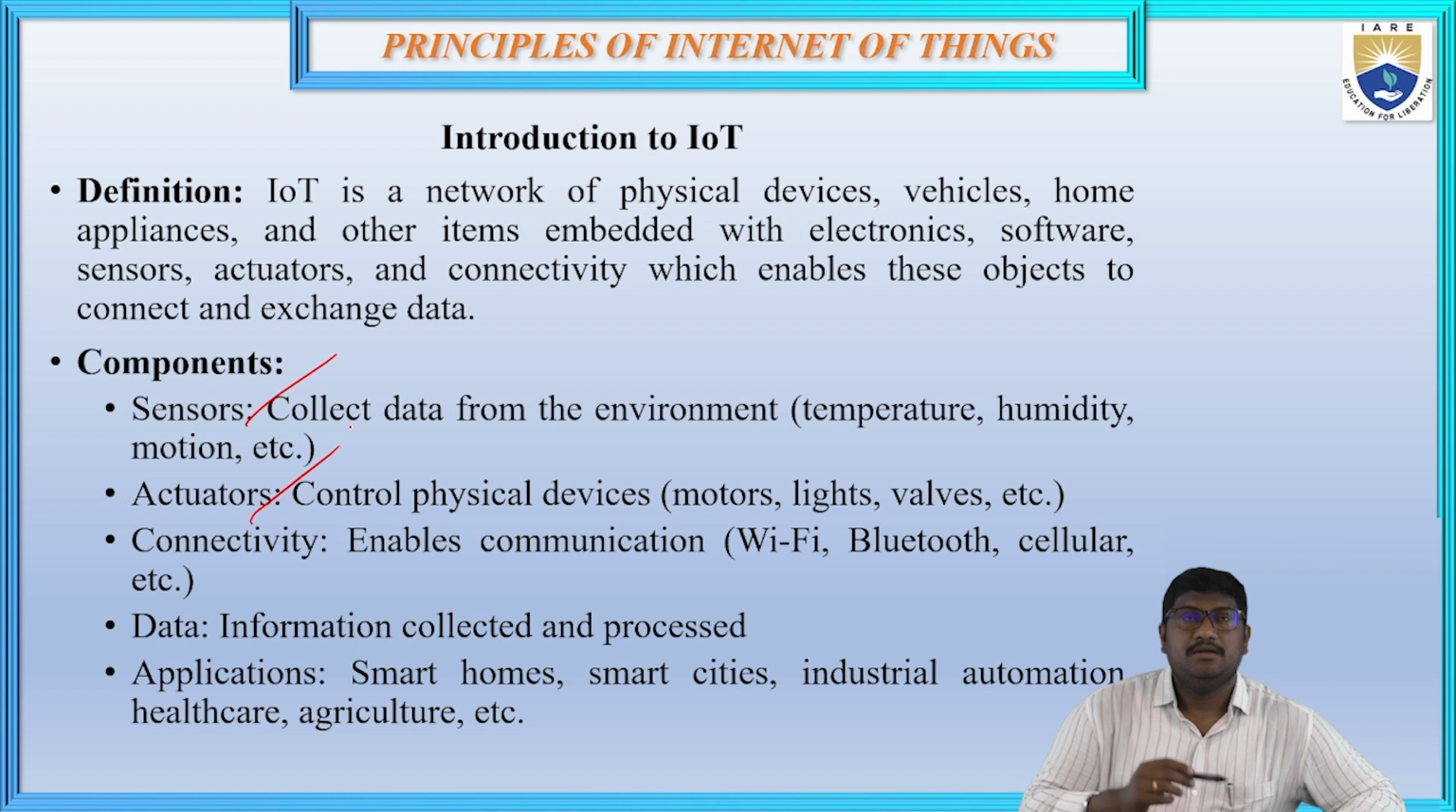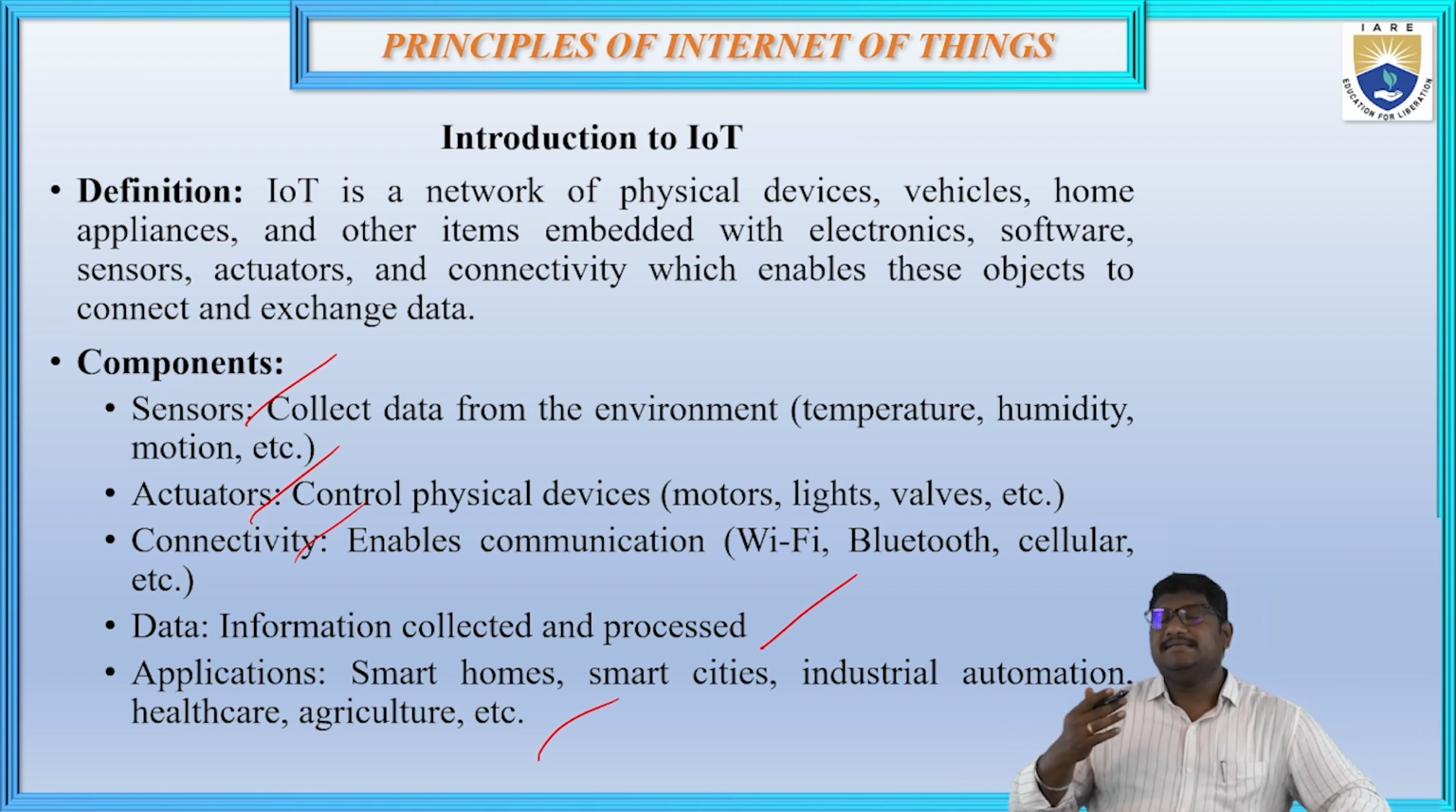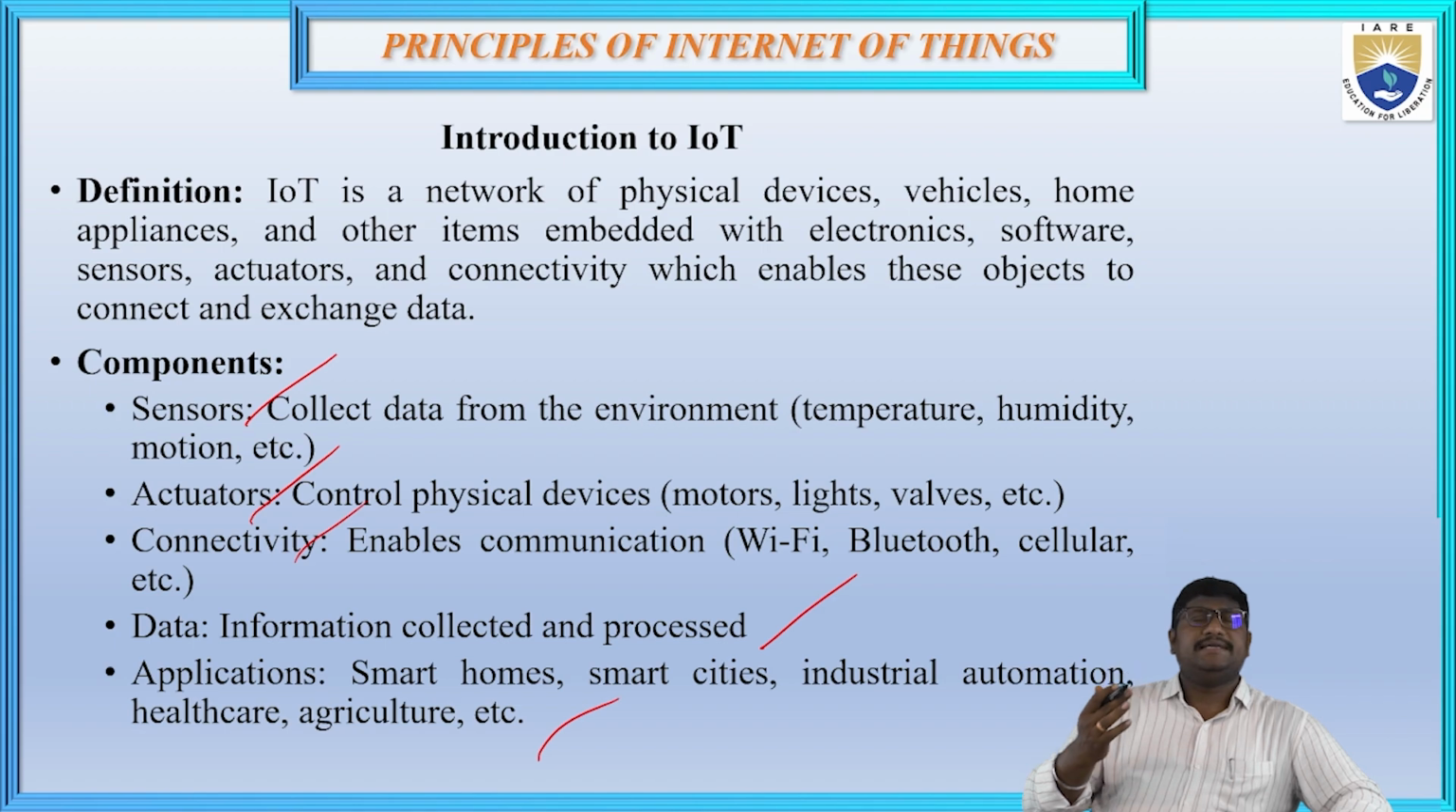Coming to connectivity, connectivity is used for communication, which enables communication with the help of Wi-Fi, Bluetooth, or cellular networks, whatever we can use for connecting these sensors, actuators, and other objects. Coming to data, information which is collected and processed, only then do we call it data. Got it, guys? Coming to applications, smart homes, smart cities, industrial automation, healthcare, agriculture, in all sectors IoT is there, guys.